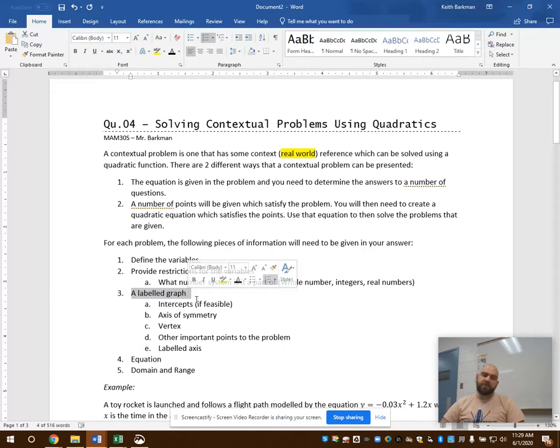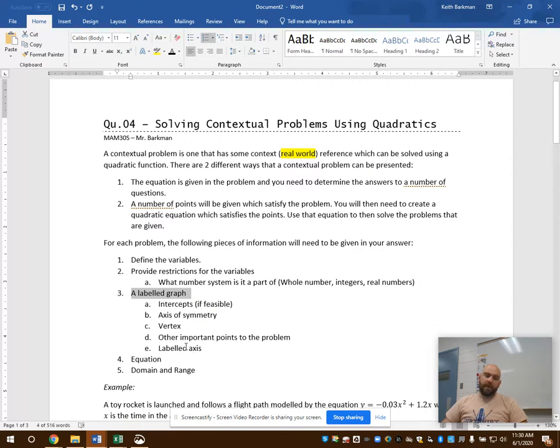Then every single question must have a labeled graph. Okay, when I say label, I'm talking about intercepts when feasible. Sometimes that y-intercept is not feasible, sometimes it is, but make sure that we have all of our intercepts labeled. Our axis of symmetry is labeled, and I'll show you how to do that on Desmos as we go through our questions. Make sure we have our vertex. Other important points, so these would be our answers. Okay, so we'll go through what our answers are, and if we have certain answers that we need to look at, those will be in there as well.